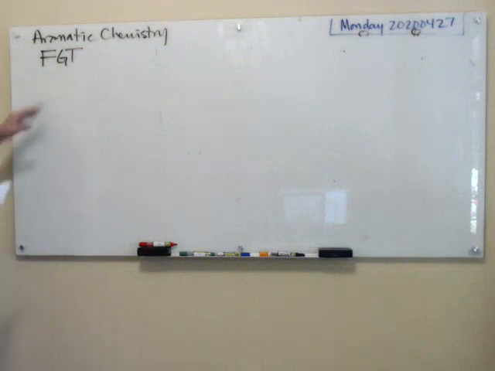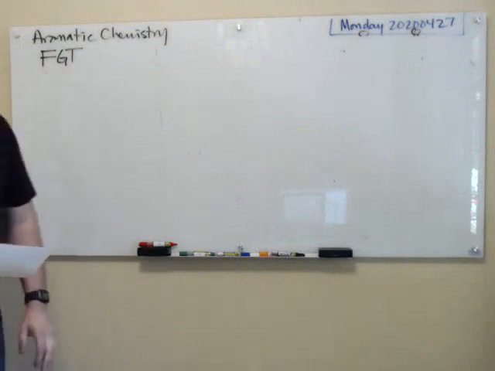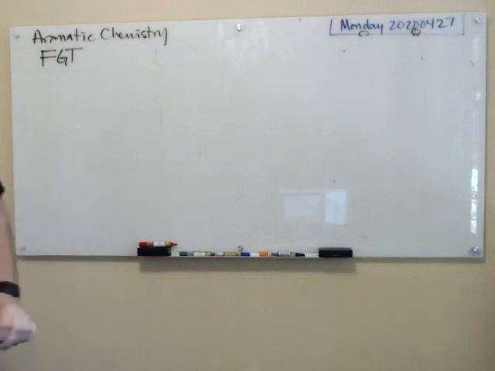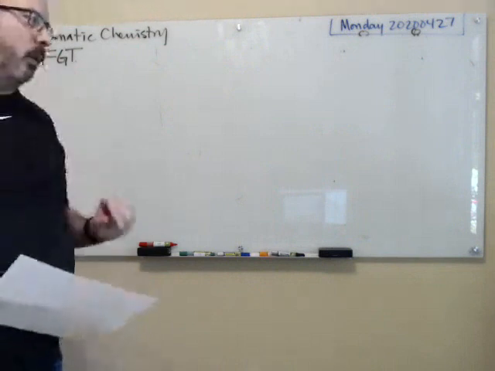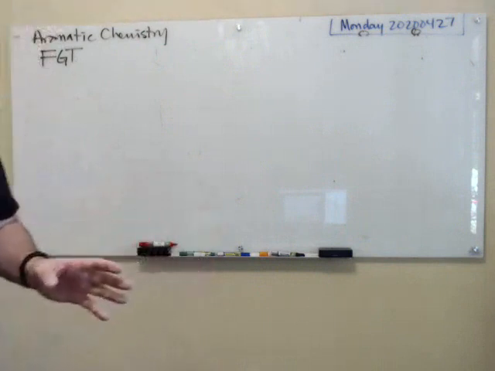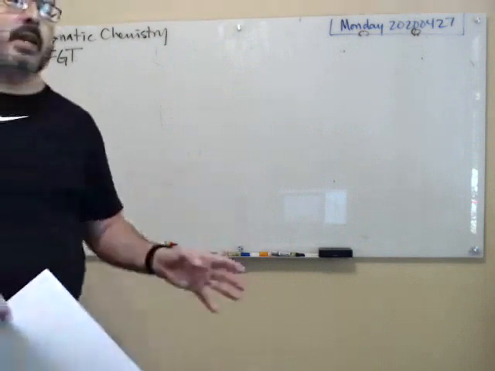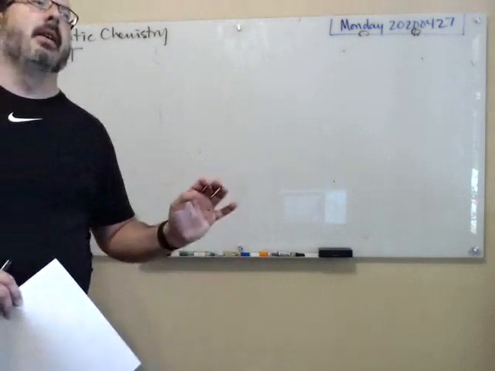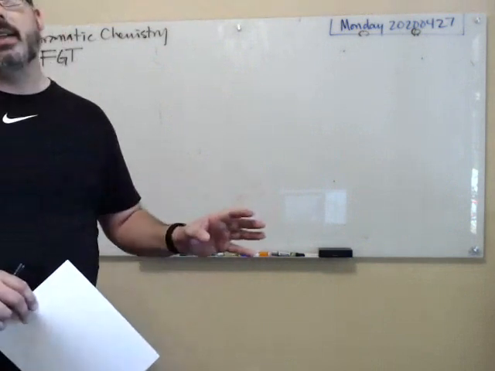So I'm going to call this functional group transformation, FGT. We're going to see that once we have a substituent on the ring, if it directs a certain way, we can run another reaction that transforms it into a group that will direct it the opposite way.